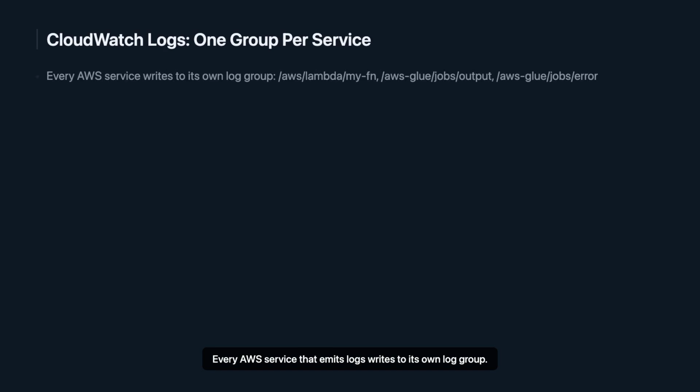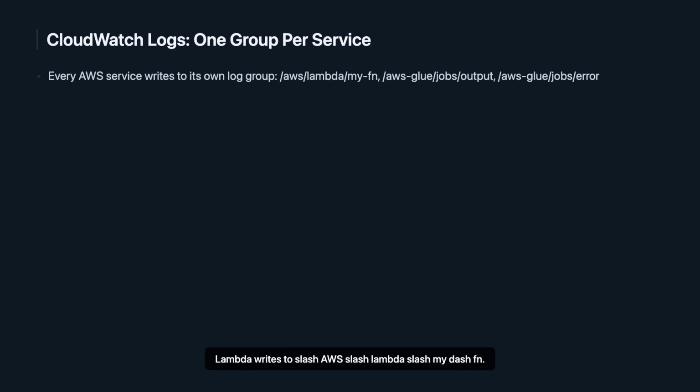Every Amazon Web Services service that emits logs writes to its own log group. Lambda writes to /aws/lambda/my-fn. Glue writes to two separate groups. /aws-glue/jobs/output for normal output, and /aws-glue/jobs/error for Spark stack traces.